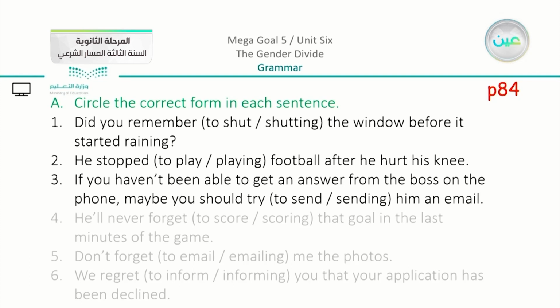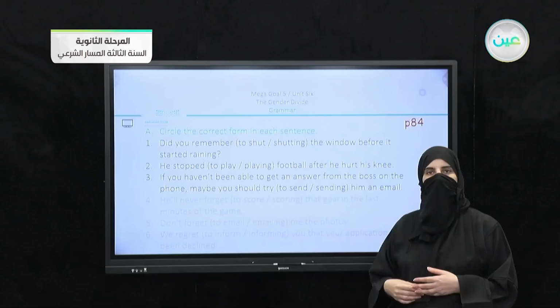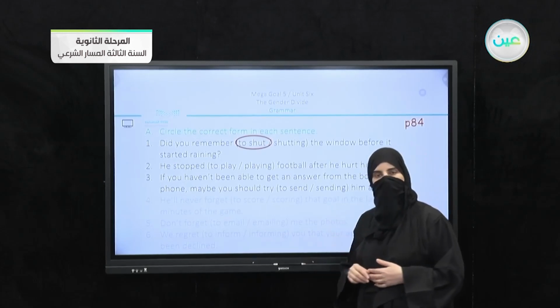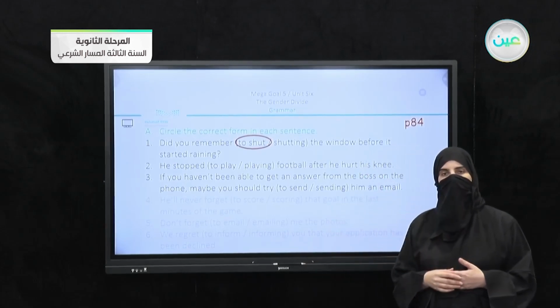You do have your exercise, which is on page number 84. On page number 84, we have to circle the correct form in each sentence. So I'm going to just do 3 sentences with you to understand the exercise here. Did you remember to shut or shutting the window before it started raining? So we're talking about something that happened in the past. Did you remember to shut the window? Did you do the task?